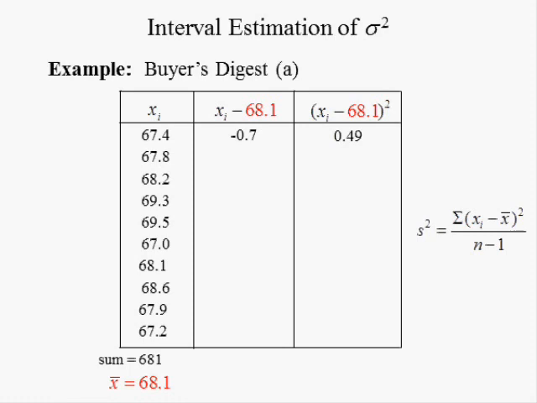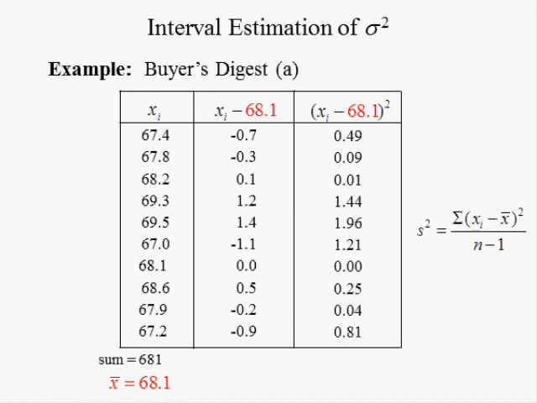The first squared deviation from the sample mean is 0.49 degrees squared. The second deviation from the sample mean is negative 0.3 degrees. The second squared deviation from the sample mean is 0.09 degrees squared. The third deviation from the sample mean is 0.1 degrees. The third squared deviation is 0.01 degrees squared. The remaining deviations from the mean range from negative 1.1 to 1.4 degrees. The remaining squared deviations range from 0 to 1.96 degrees squared. The sum of squared deviations is 6.3 degrees squared.